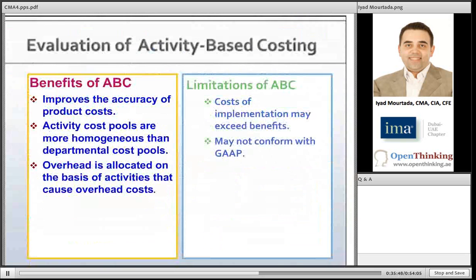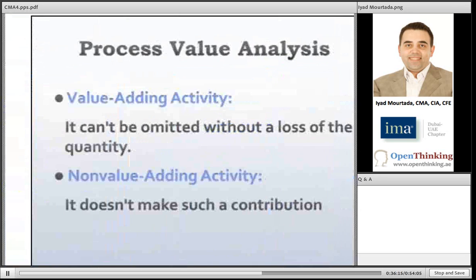And after that, when we look at the evaluation of activity-based costing, we need to understand the benefits of activity-based costing: it improves the accuracy of product cost. Activity cost pools are more homogeneous than department cost pools. Overhead is allocated on the basis of the activity that caused the overhead. Limitations of activity-based costing: the cost of implementation may exceed the benefit, and it may not be in conformance with GAAP. So these are some of the limitations for it.